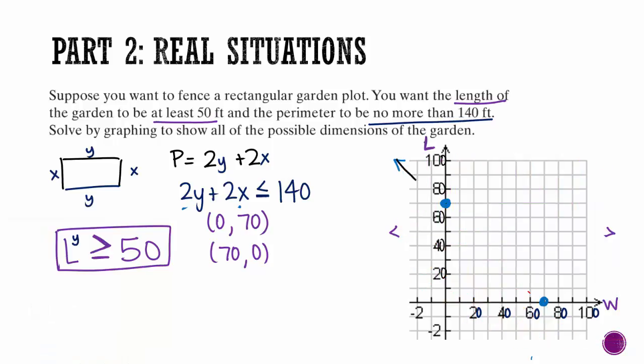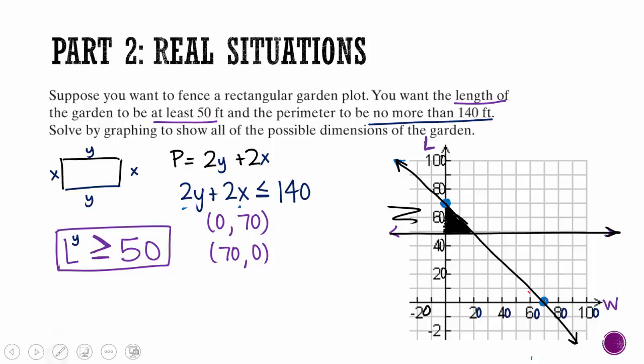And if we erase some of the stuff around it, hold on, let me draw my lines back on. My eraser got a little crazy. Our area is this little guy right here. That's where all of our solutions can be. Now we can't have anything over here because that would imply negative width, and we can't have anything down here because that would imply negative length. So it's basically just this little sliver right here.